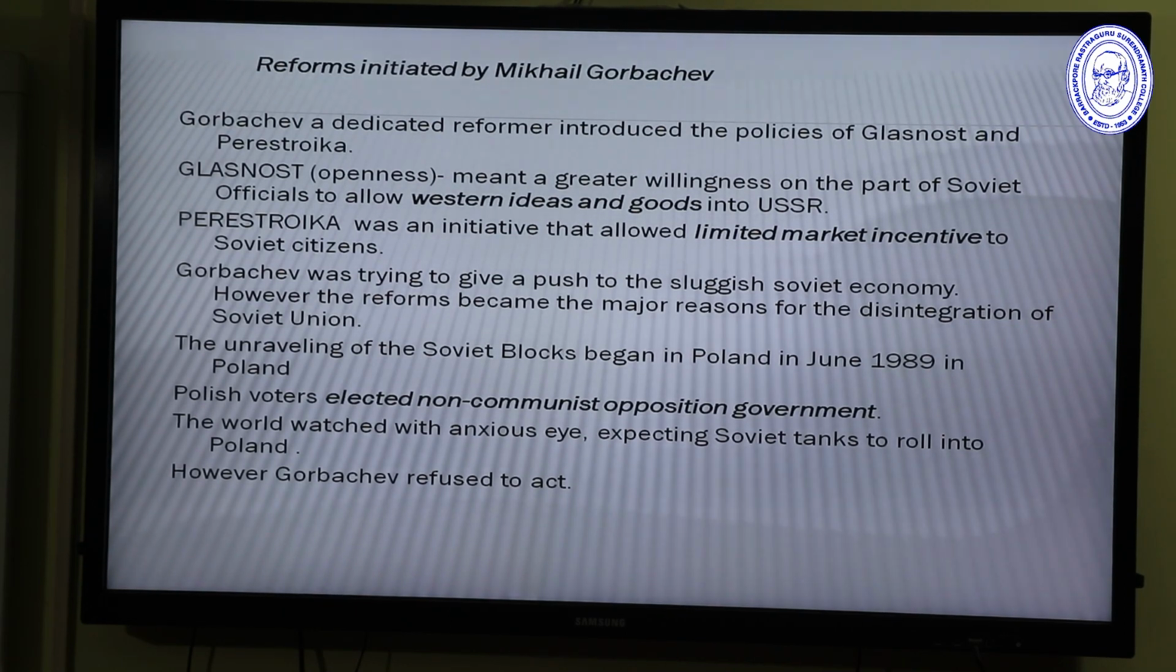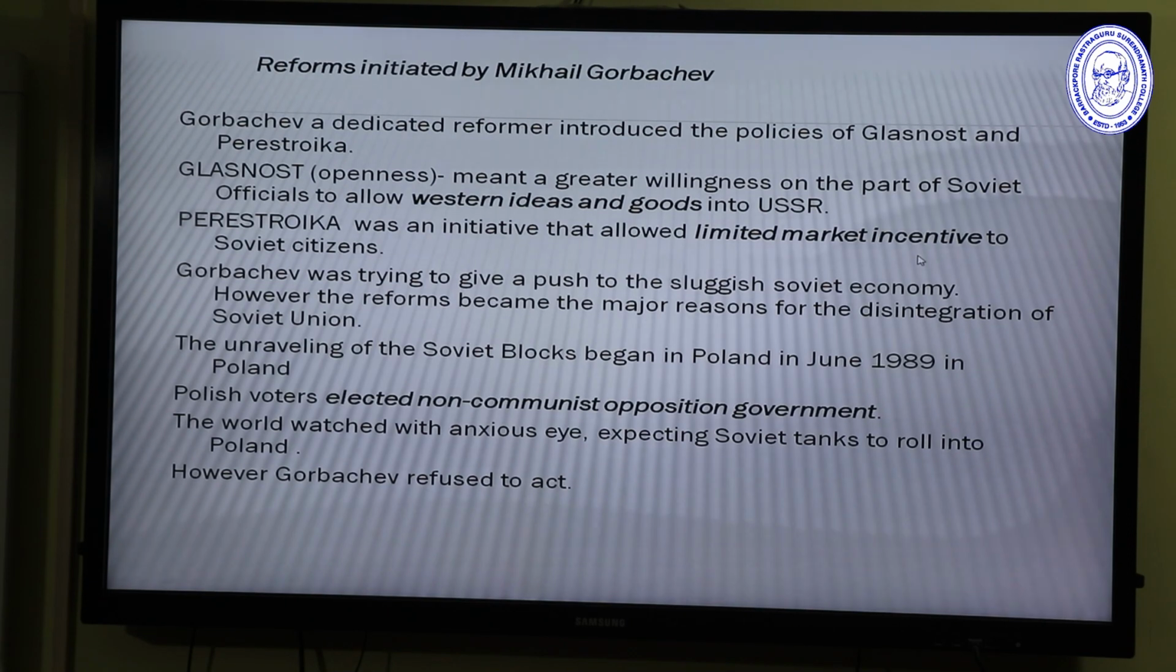The world watched with anxious eyes, expecting Soviet tanks to roll into Poland. If you look at other cases, such as Hungary, such things had happened. When there was a demand for democracy, when non-communist forces were agitating against the communist government, Soviet tanks used to roll. I give the example of Hungary. So the world was watching, wondering whether a similar instance would happen in Poland. Everybody was watching with anxious eyes. But Gorbachev refused to act here.